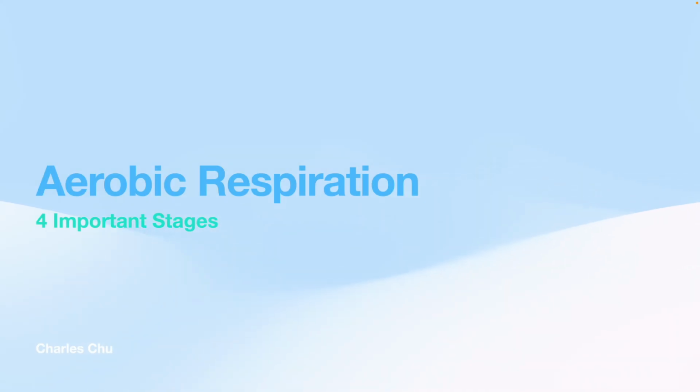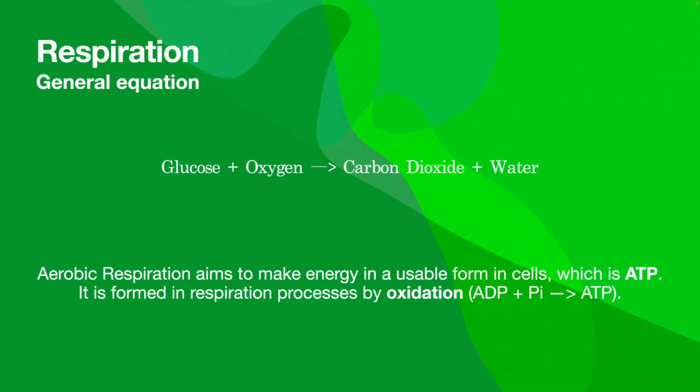Today we'll be talking about aerobic respiration and anaerobic respiration. First, aerobic respiration consists of four important stages. The general equation for aerobic respiration is glucose plus oxygen, which then converts into carbon dioxide and water.